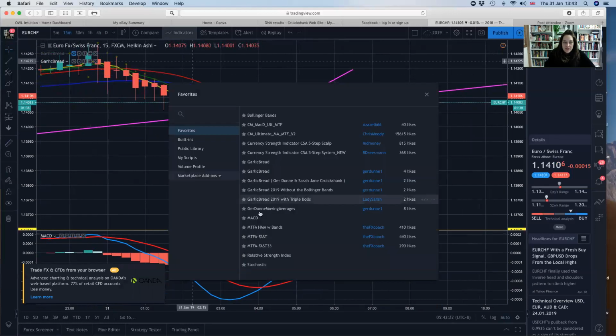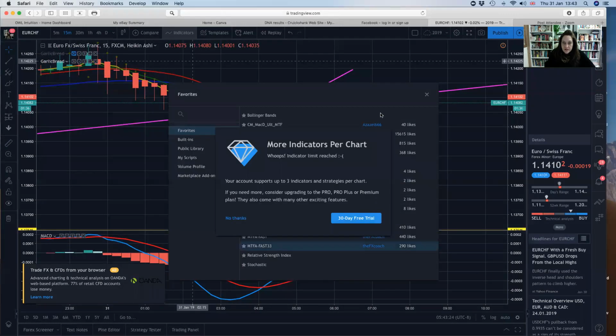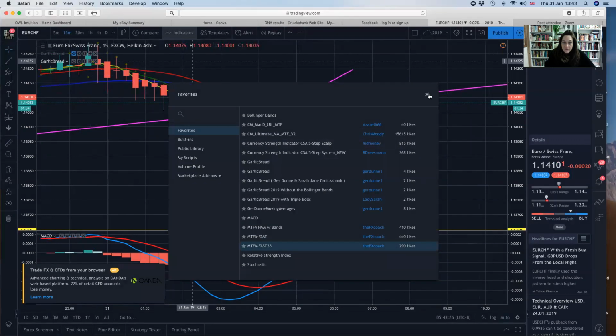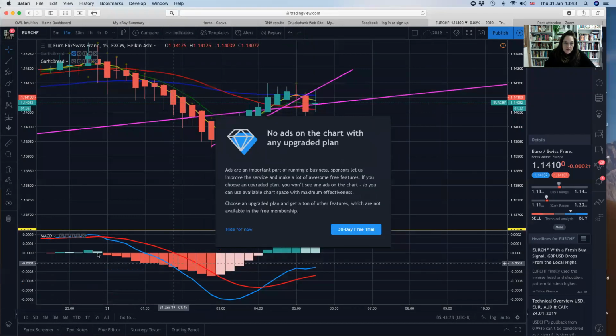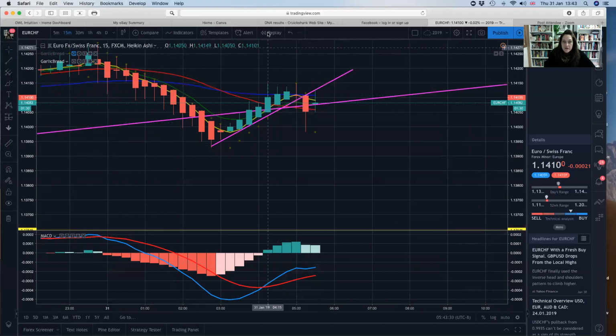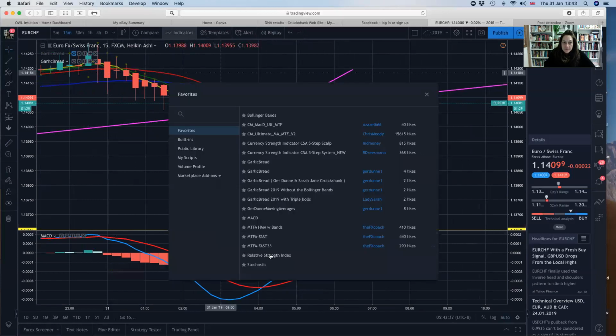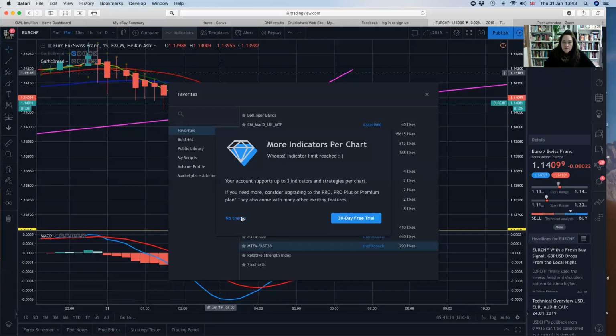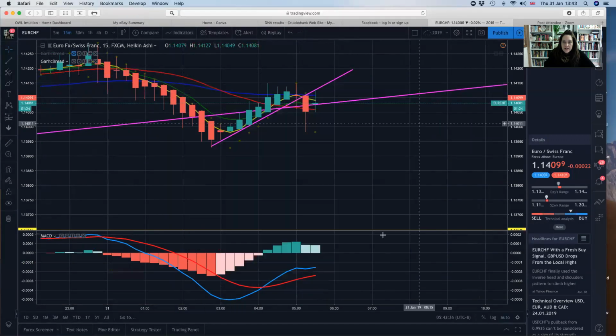So let's have another look. Let's have a look at fast. Oh, it's telling me I don't want any more indicators. Go away. Get rid of MACD. Because I'm on the free account, you can only have a certain amount of indicators. So got an indicator.